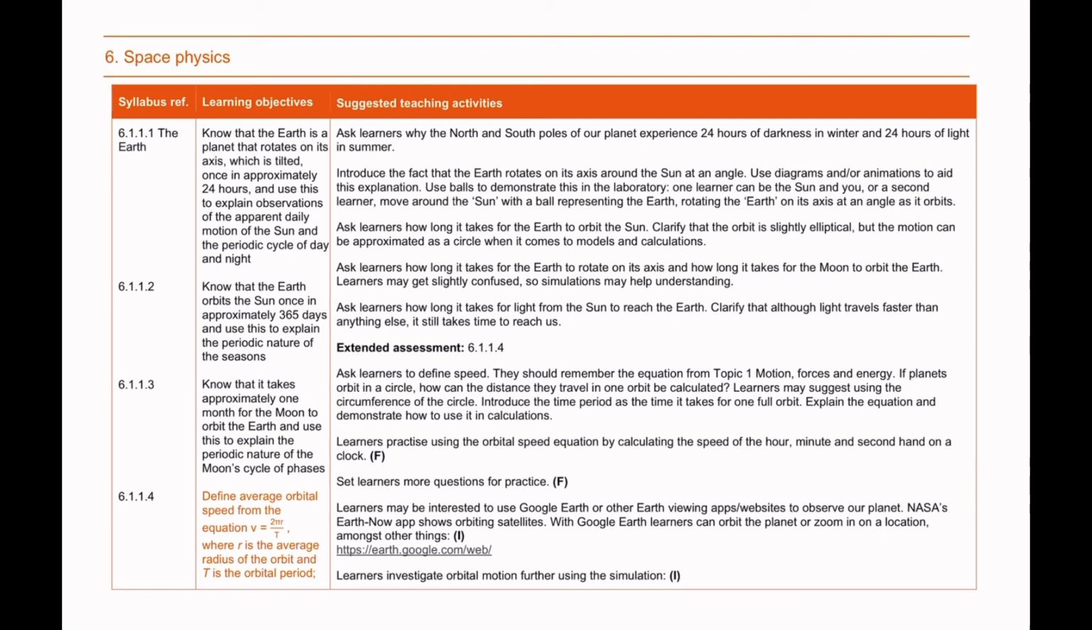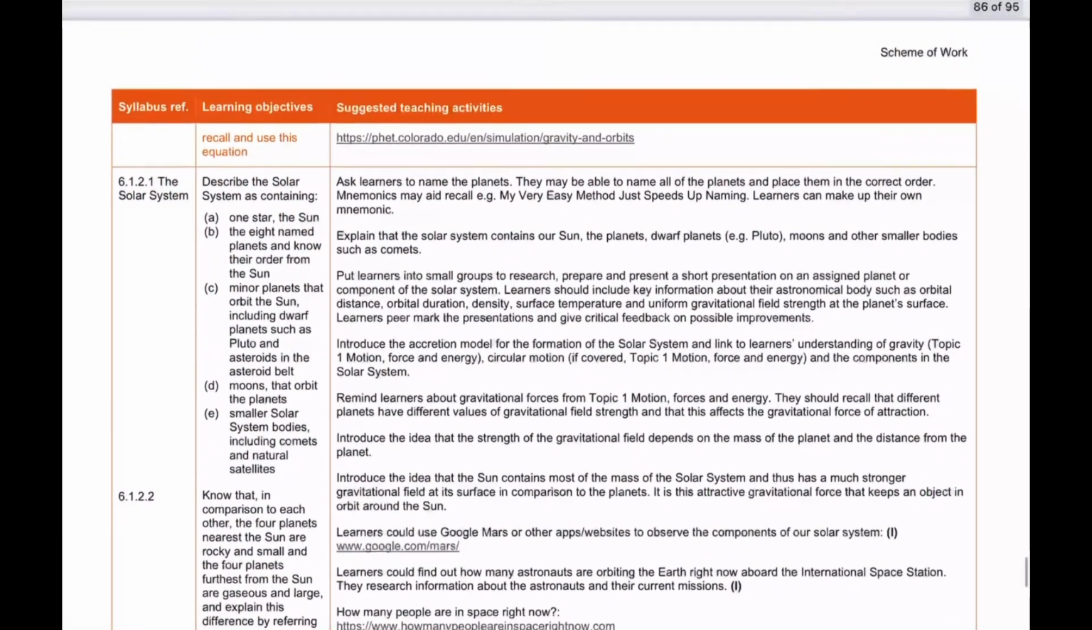Define average orbital speed from the equation v equals 2πr upon t, where r is the average radius of the orbit and t is the orbital period. Recall and use this equation.